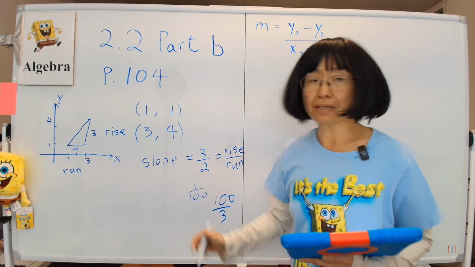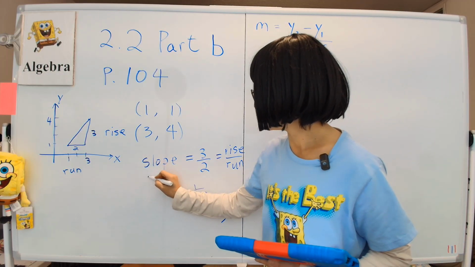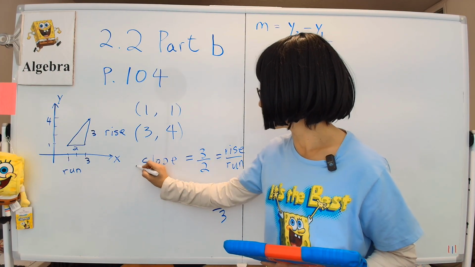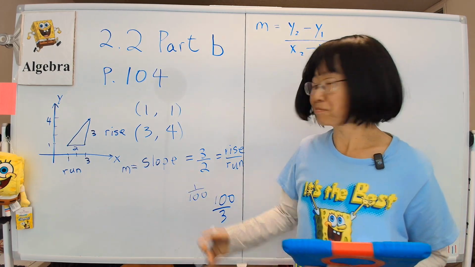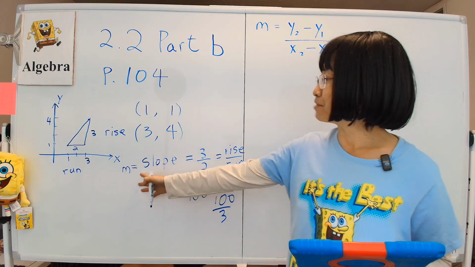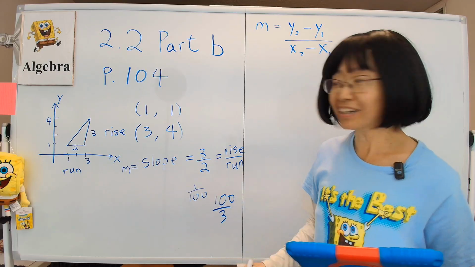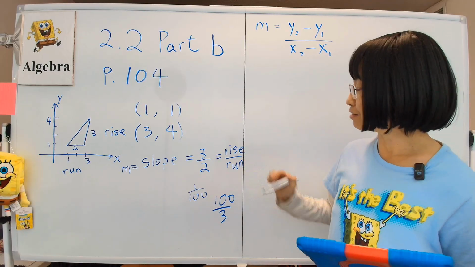Now the slope in math is often called m. We use the letter m to represent slope. And you might wonder why. I don't know. That's just what everybody calls it. So when you see the letter m, which doesn't help you remember at all, you need to remember that m is talking about the slope, which is the rise over the run.